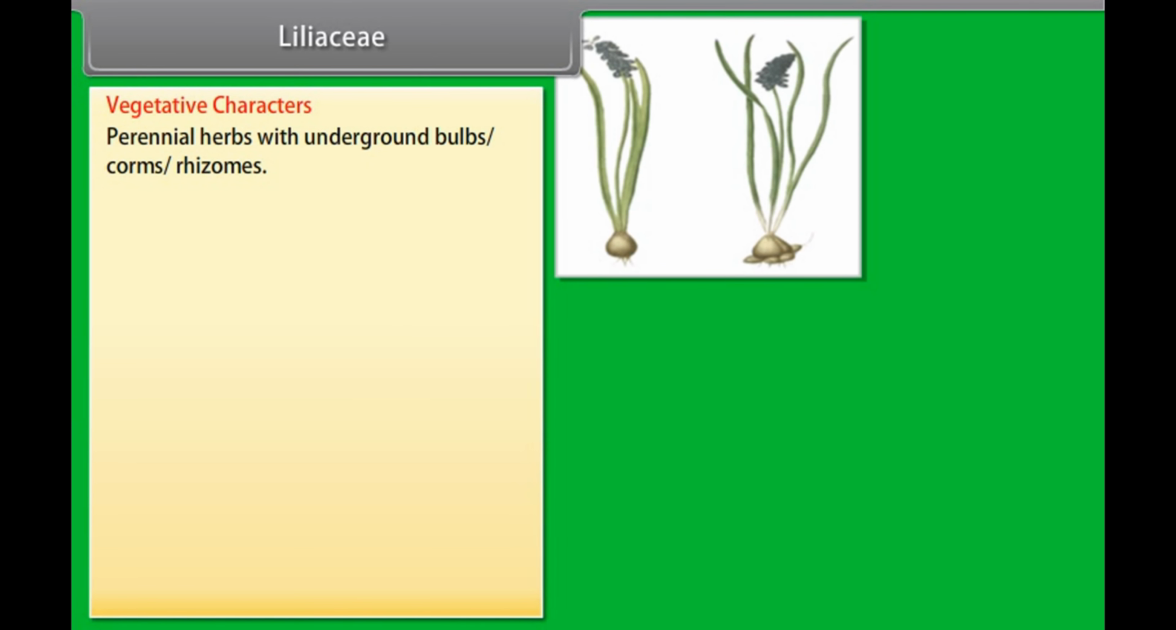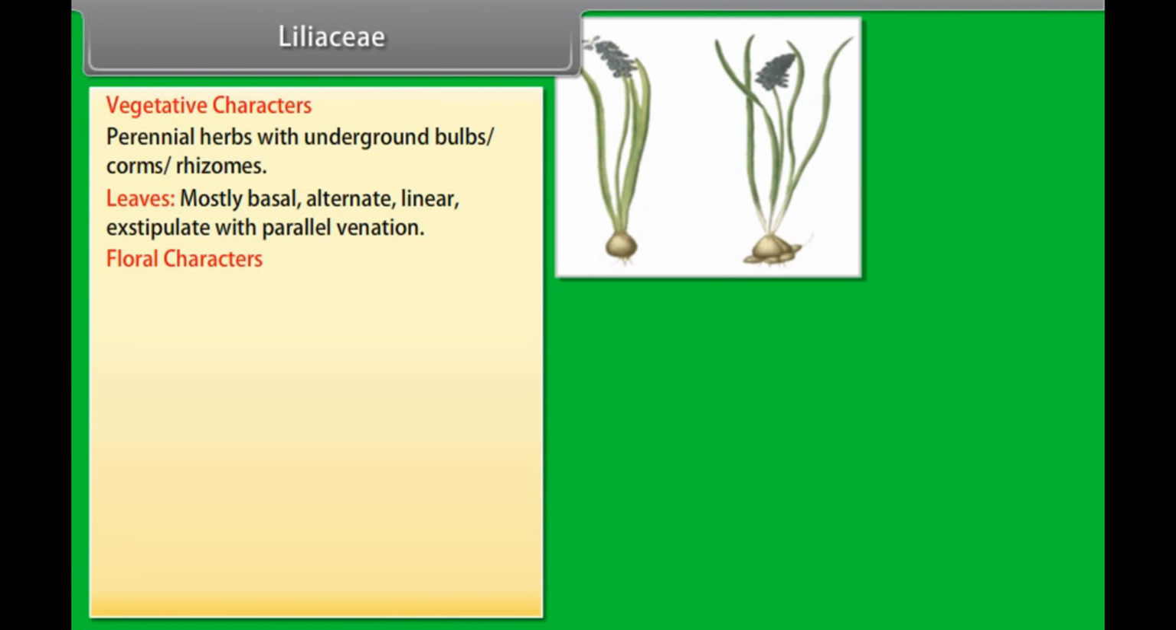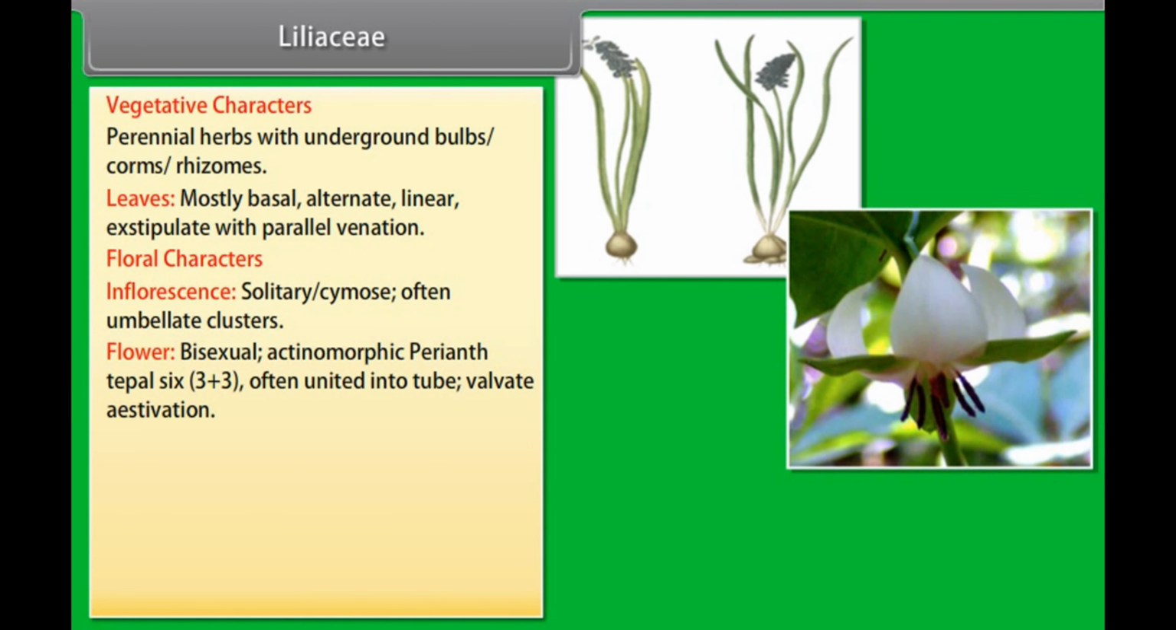Vegetative characters: perennial herbs with underground bulbs, corms, rhizomes, leaves mostly basal, alternate, linear, exstipulate with parallel venation. Floral characters: inflorescence, solitary, cymose, often umbellate clusters. Flower bisexual, actinomorphic. Perianth tepals 6 (3+3), often united into tube, valvate aestivation.